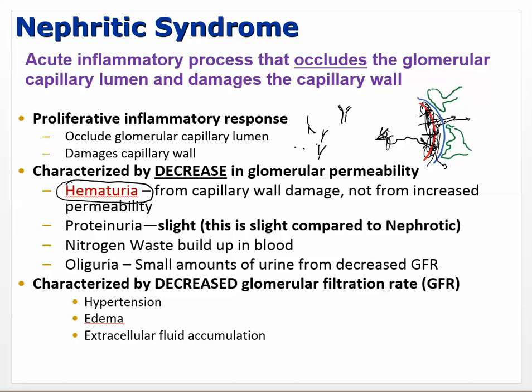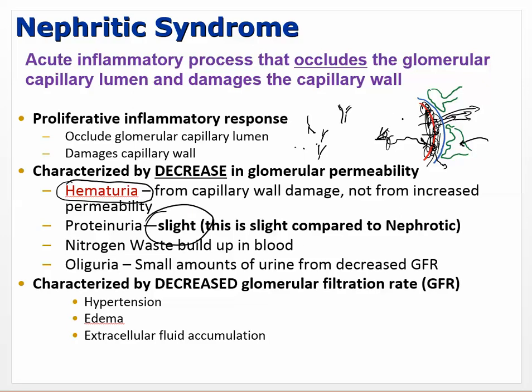So you're going to have some proteins that sneak through. So you're going to have proteins in the urine, but it's not going to be as bad as with nephrotic. And nephrotic, you can probably already guess, is when the podocytes are broken down and they're not going to stop the proteins, okay? So you're going to see slight proteinuria. That's an important word there, slight.